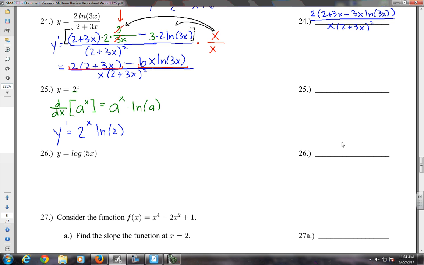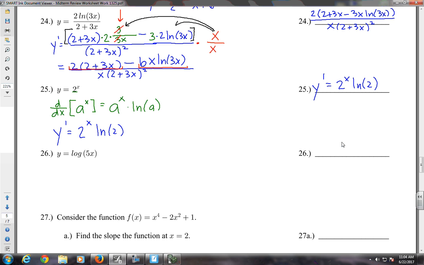Now that is a super easy problem on one condition. That is, you know the formula. If you don't know the formula, it's going to be really tough to find that derivative. So make sure you memorize that formula. Make that problem a gimme problem on your midterm exam. Okay, same thing with number 26.